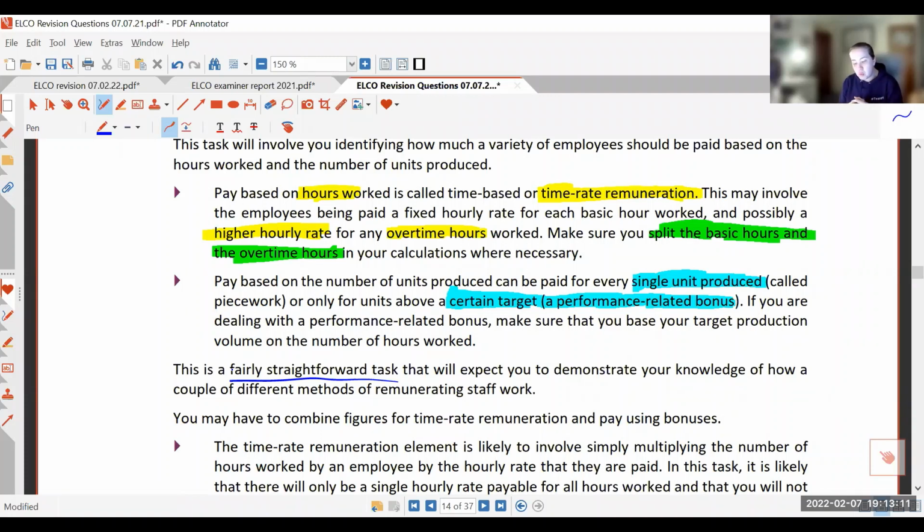Usually in this task as well, they may throw in some true or false or ticking the box questions at the end that ask about your knowledge of time rate and piecework. So again, it's not just doing the calculations, it's being able to show that you understand the difference between the two and the elements of those two things.